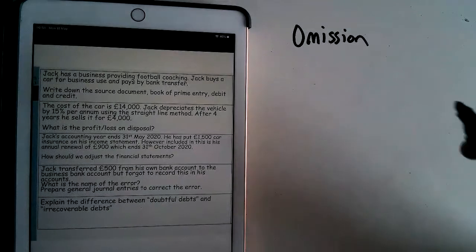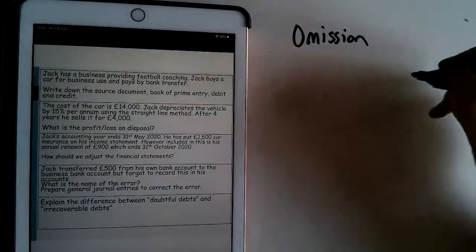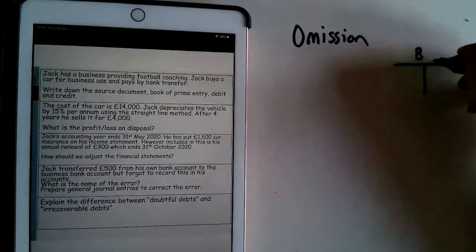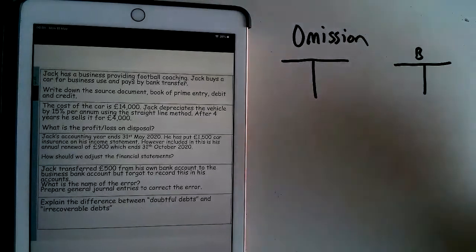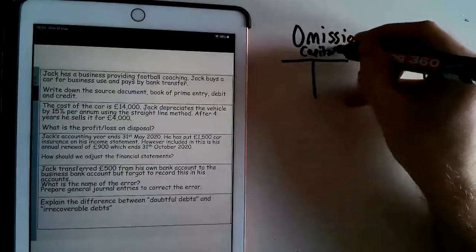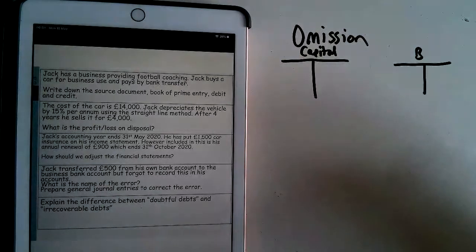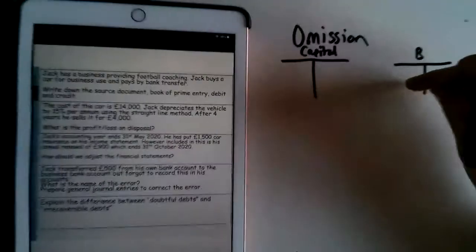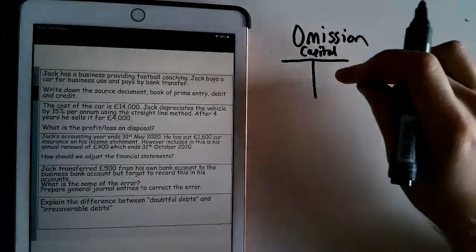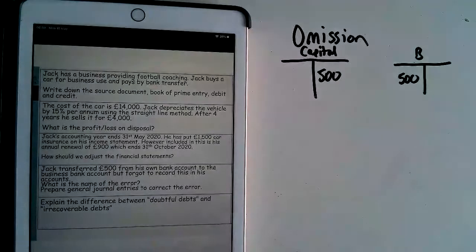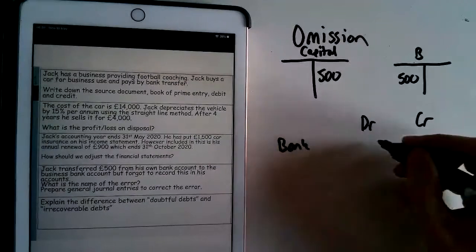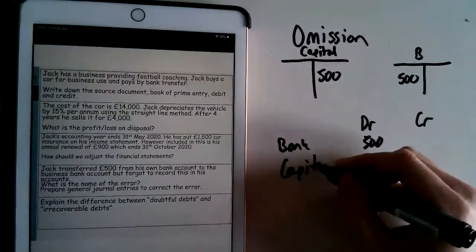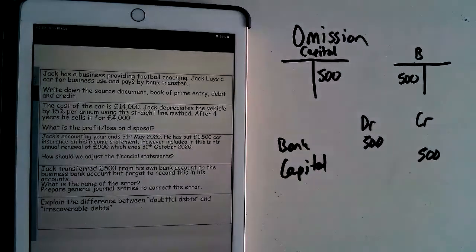So he transferred £500 from his own bank account to the business bank account. For the business bank account, I'm just going to call it bank. His own bank account, we don't call it Jack's bank account. If he's inserting money himself, then that's capital. So at the minute, he hasn't put anything in those accounts from this transaction, but it should have been money into the business bank account. That's increased the debit, and capital is a credit, so 500 on that side. So the general journal should look like the debit was the bank, and the credit was the capital.